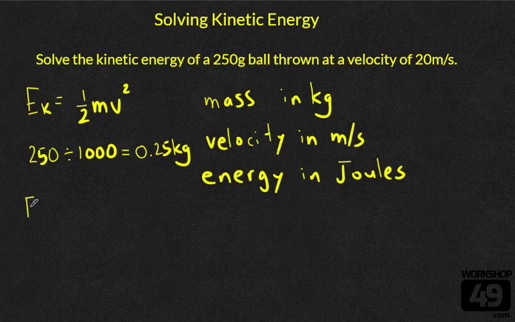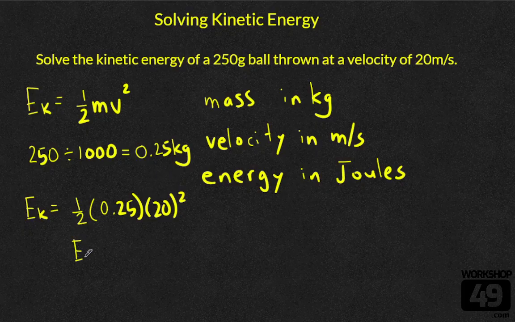Here we go. Our kinetic energy is going to equal 1/2 times our mass, which is 0.25, multiplied by our velocity, which is 20 squared. You can just plug this right into your calculator, 1/2 times 0.25 times 20 squared. It's going to equal 50 joules. That is the energy that this ball has just by moving through the air. And we're not paying attention to height, we're only looking at the energy that it has from motion.